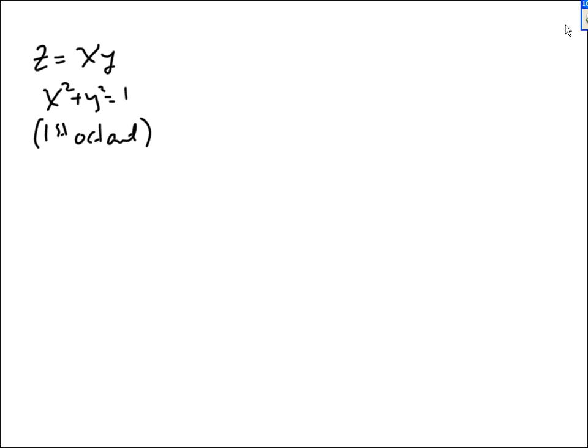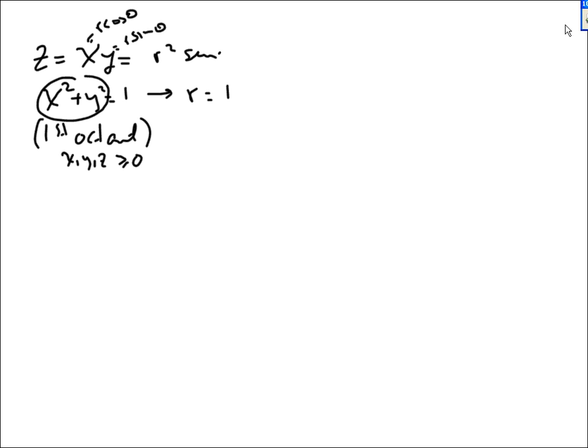So whenever I see x squared plus y squared, I think polar. This tells me that r is 1, because this is r. And this tells me x, y, and z are all positive, or 0. Polar: x is r cosine theta, y is r sine theta. You multiply, you get r squared sine theta cosine theta.